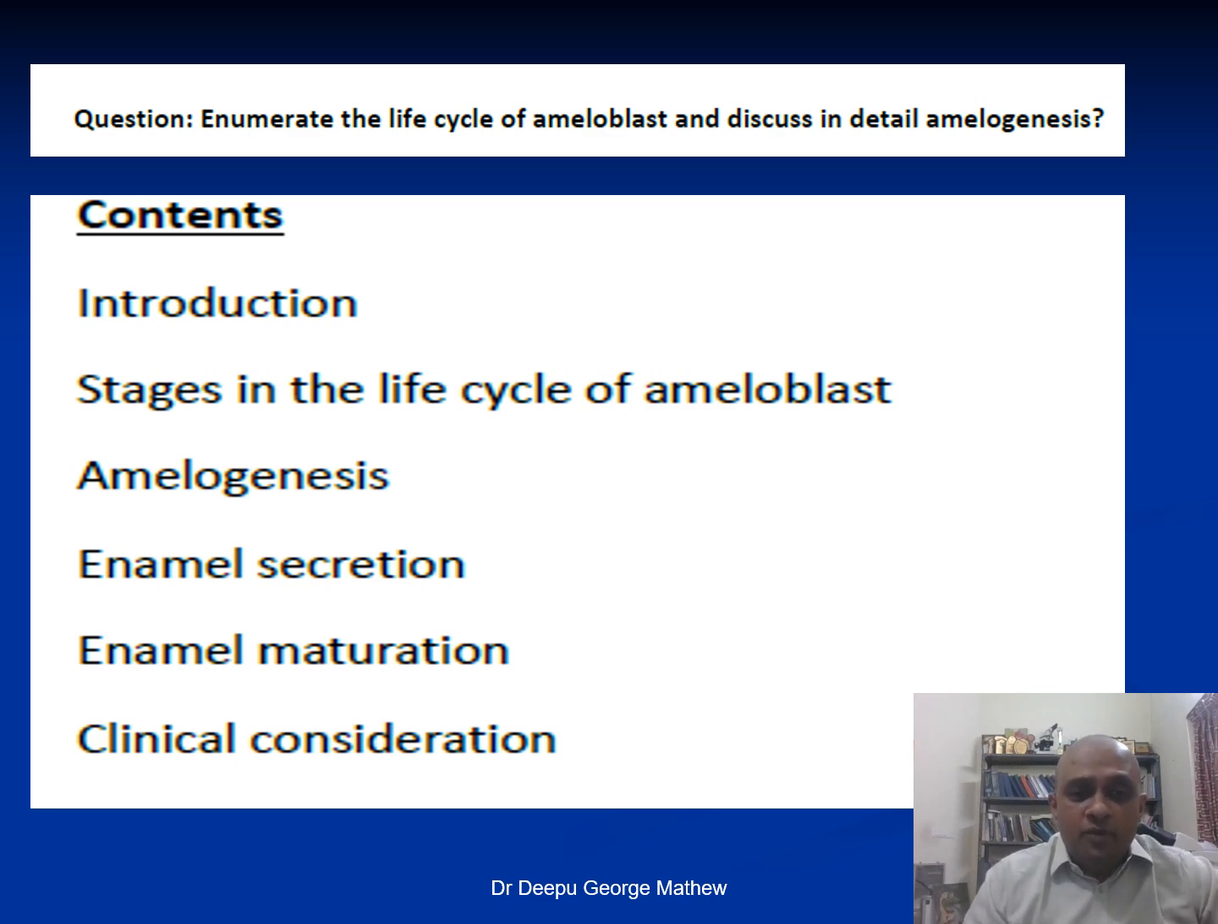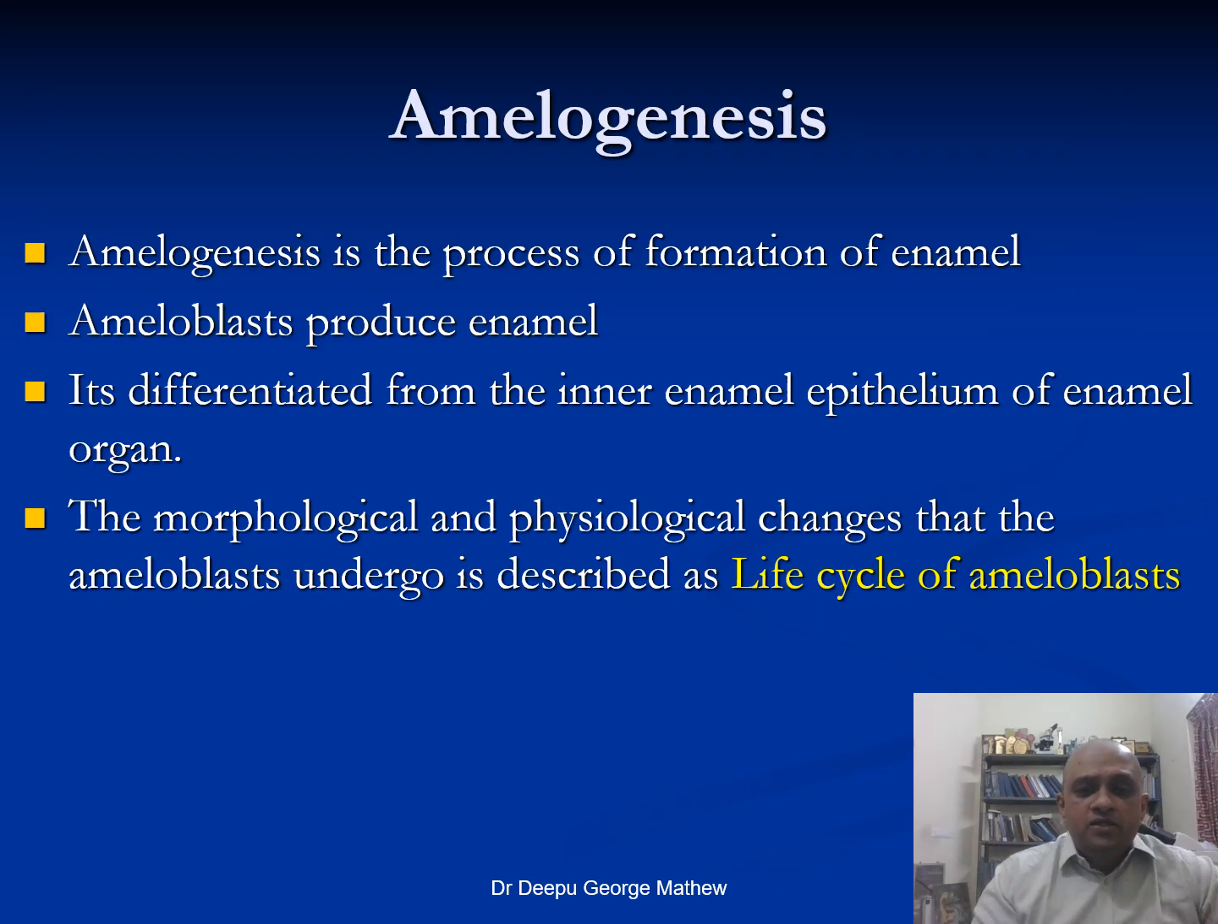Then you have to talk about what is amelogenesis. Then you can talk about enamel secretion and enamel maturation. So these are the two parts that you have to mention in the amelogenesis part, along with the clinical considerations. Nowadays, a few times they have asked to elaborate the life cycle of ameloblast. If a question is asked like that, you have to mention all the stages of ameloblast. But in this particular question, you need to just name the stages in the life cycle of ameloblast and discuss in detail the enamel secretion and enamel maturation. So what do you mean by amelogenesis?